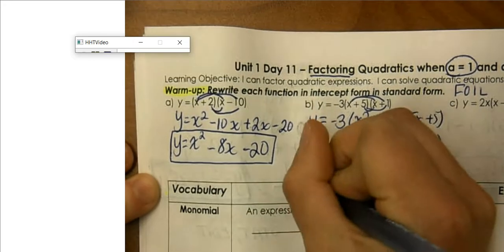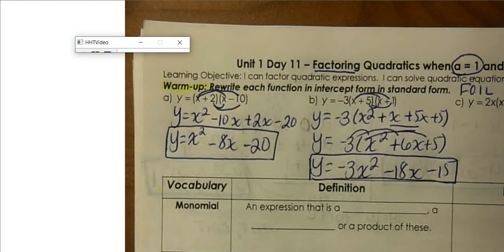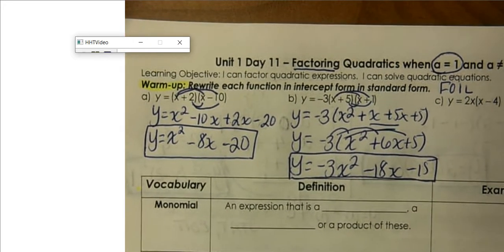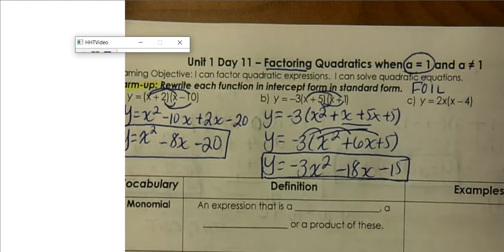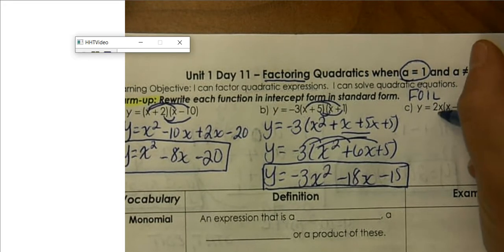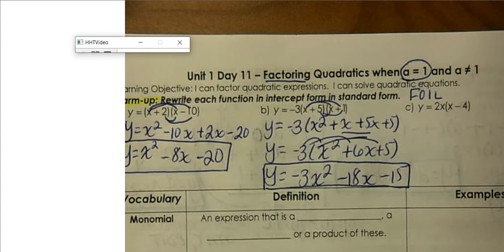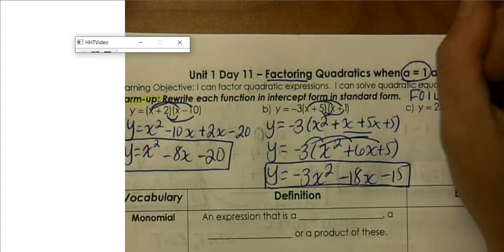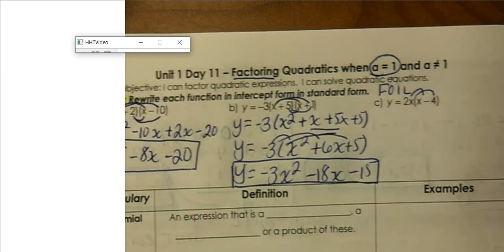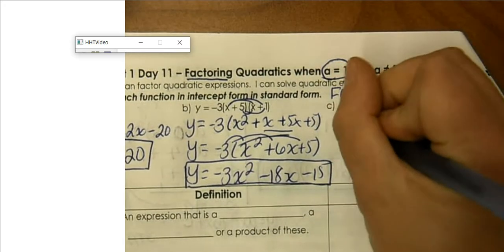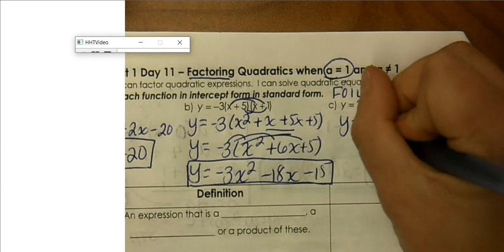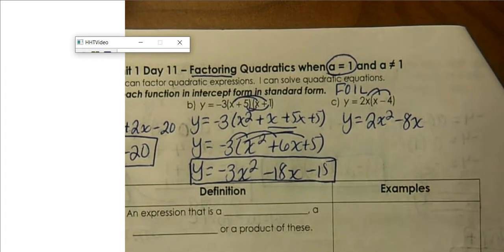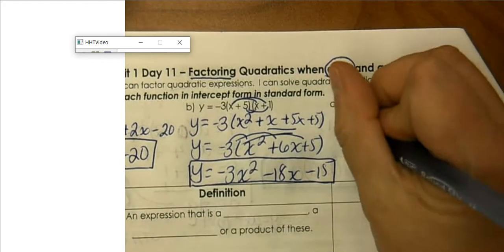What was different about letter B is that there was an A value that was something other than the number 1. Let's go ahead and look at letter C. Letter C is just a monomial being multiplied to a binomial. So this 2x is going to be distributed to each of the terms. So when I distribute it, I'm going to end up with 2x squared minus 8x. And so that one didn't really have nearly as much work to show.